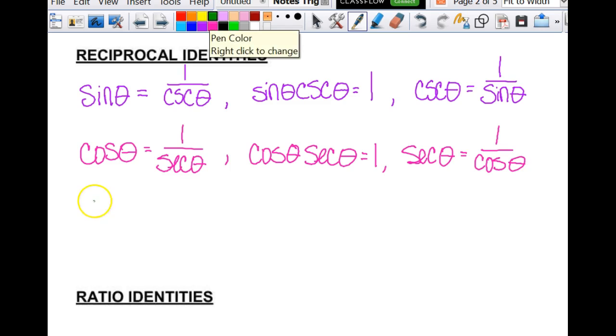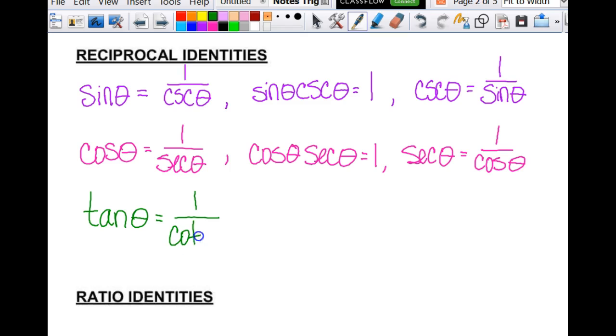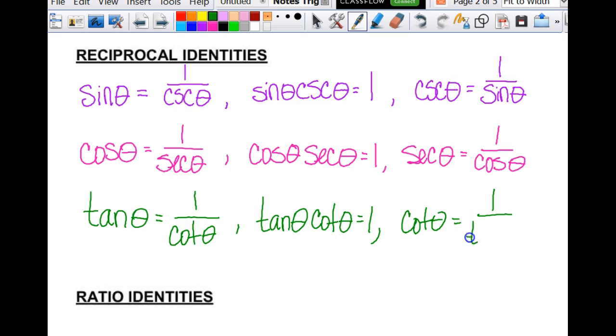So then we've got sine, cosine. Now we need tangent theta. That's 1 over what? Cotangent theta. So tangent theta times cotangent theta equals 1. And cotangent theta equals 1 over tangent theta. So those are the relationships for your reciprocal identities and how they relate to each other. Everybody good so far? Any questions?